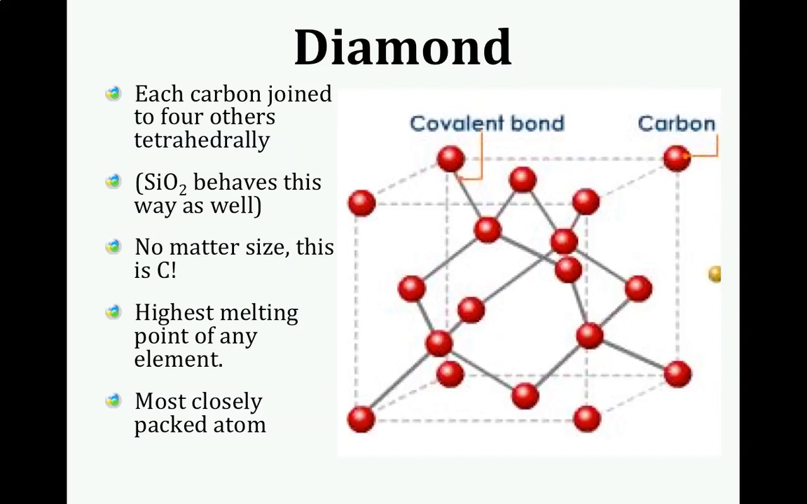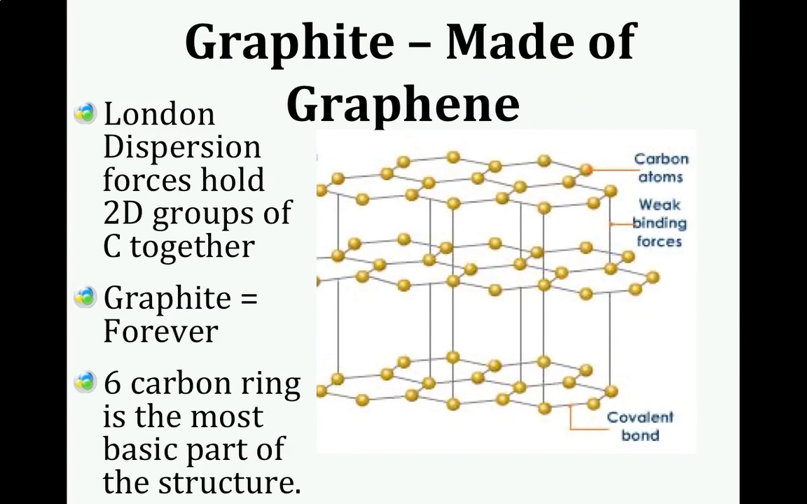Like those chocolate diamonds that they're trying to sell now, those are just carbons that have impurities in them. Diamond has the highest melting point of any element, and it's the most closely packed of all of the atoms.